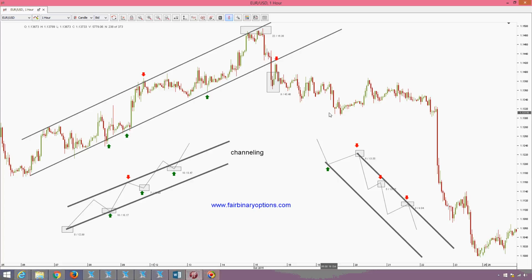One more important thing, we said in the first part that channeling comes hand in hand with a trend, and the very definition of a trend is the series of higher highs and higher lows, or lower highs and lower lows. Well, if you look at the series here, on the move to the upside, we have, this is a low, and then we have a higher low, and the market goes and breaks the previous high.